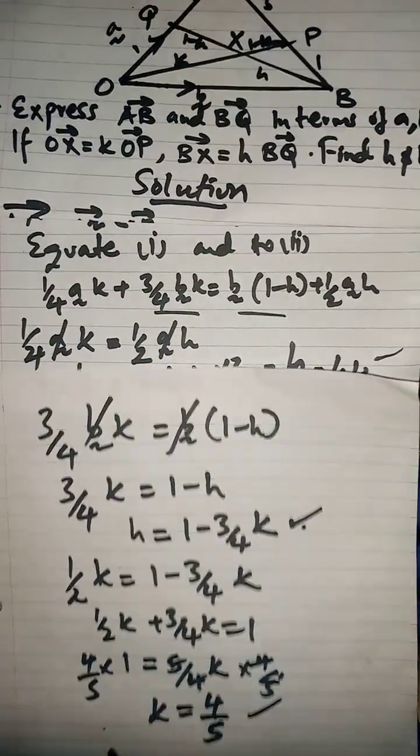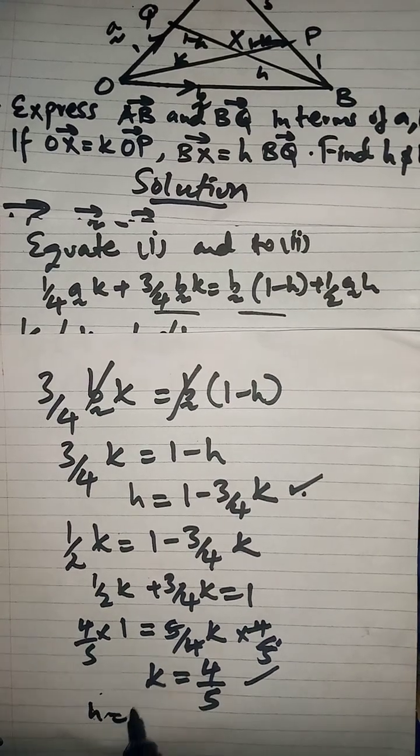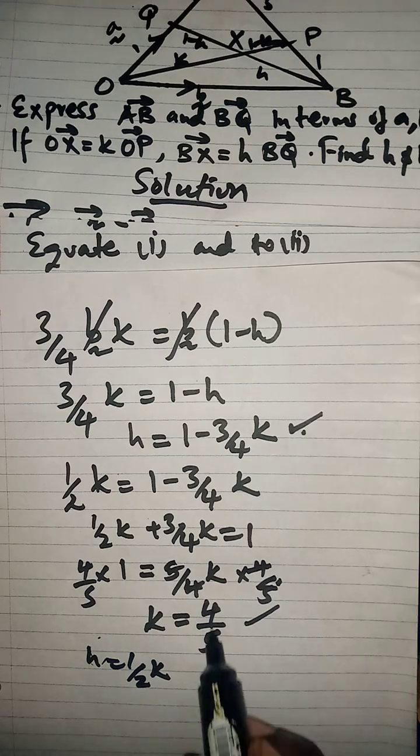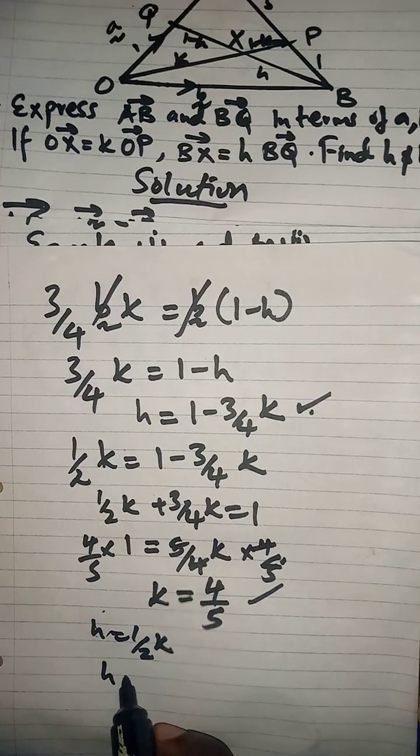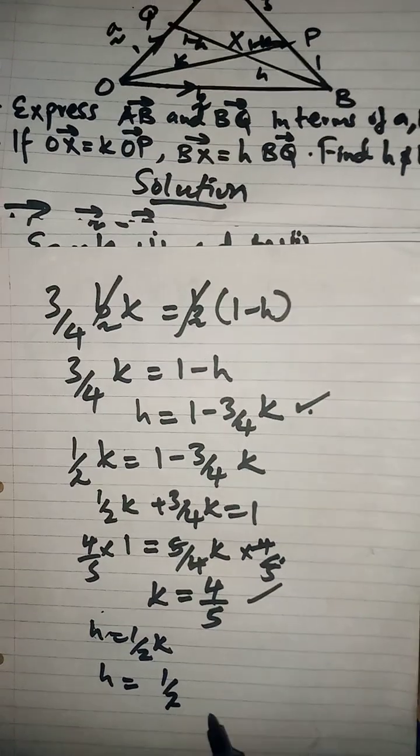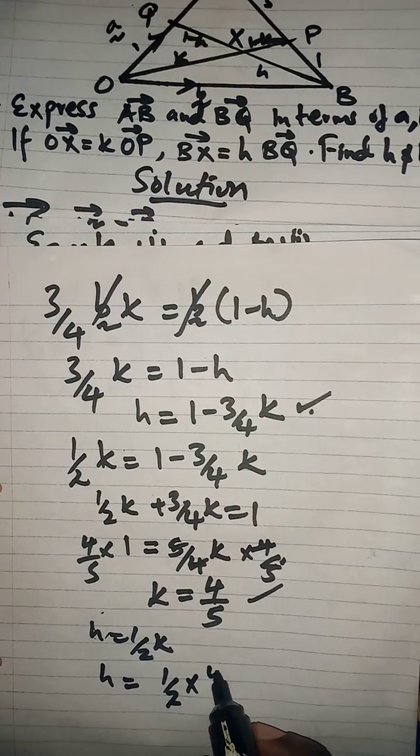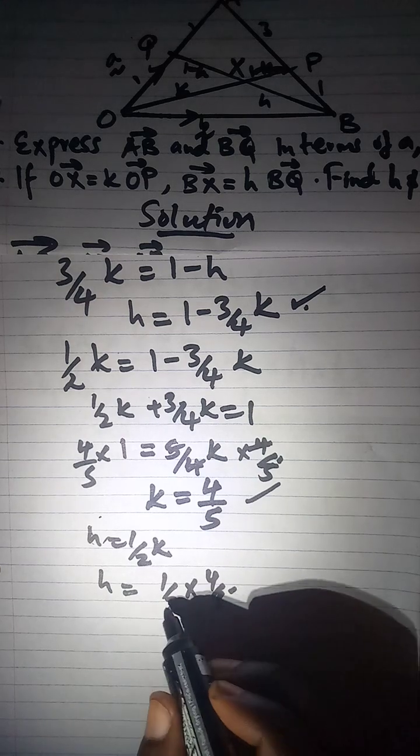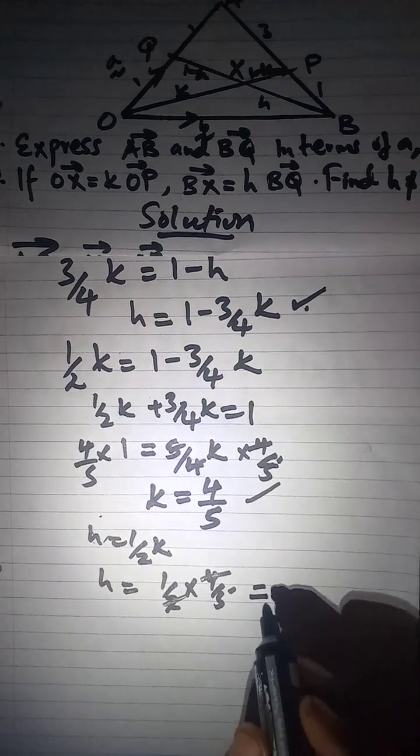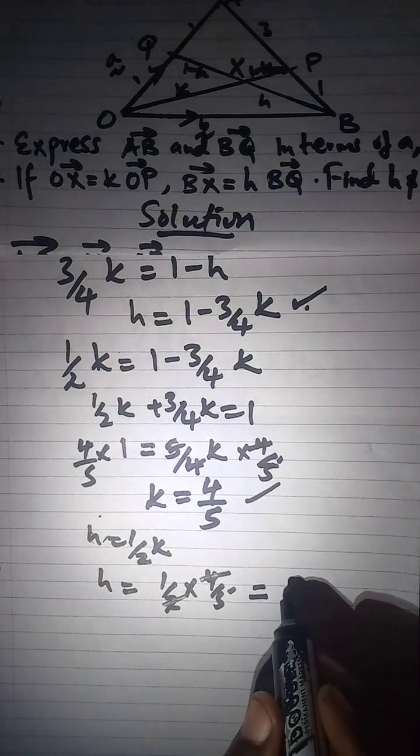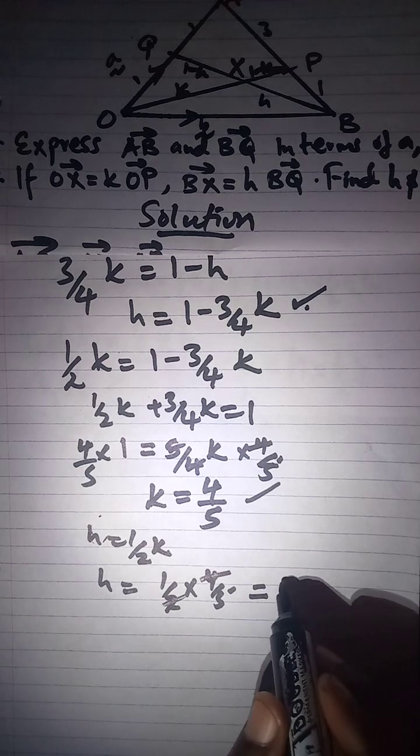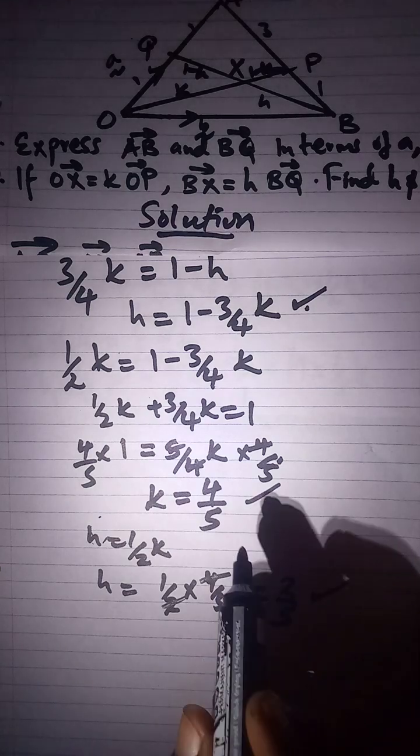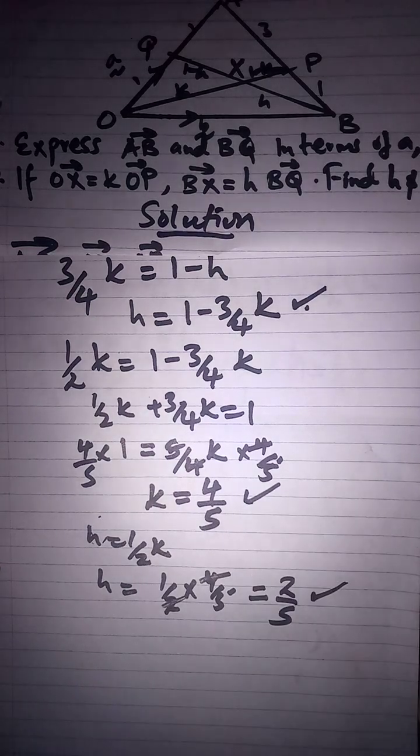I know that H is equals to a half of K, and my K now is 4 over 5, meaning that H is equals to a half multiplied by 4 over 5. And when you cancel like that, it is very easy to see that the value of H now becomes 2 over 5. And the value of K was 4 over 5.